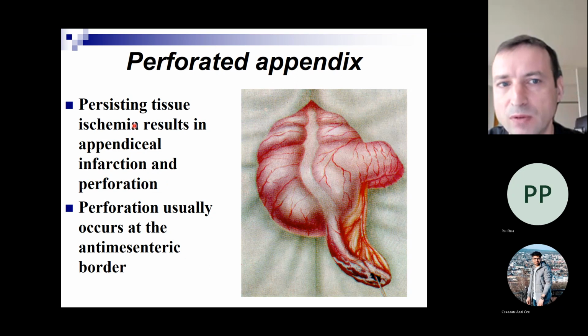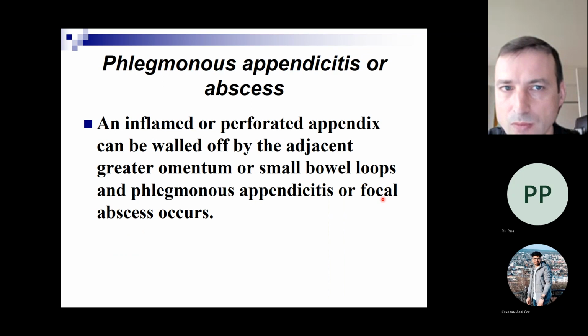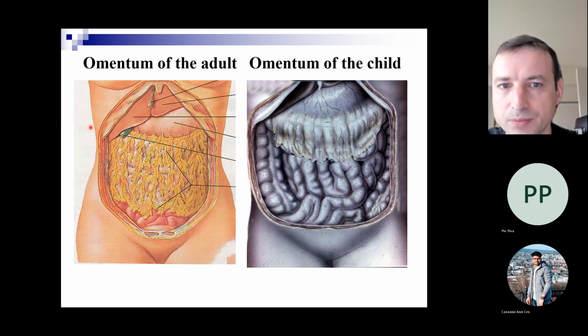Perforated appendix occurs when persistent tissue ischemia results in appendiceal infarction and perforation. Perforation usually occurs at the antimesenteric border. In phlegmonous appendicitis or abscess, an inflamed or perforated appendix can be walled off by the adjacent greater omentum or small bowel loops, and phlegmonous appendicitis or focal abscess occurs.